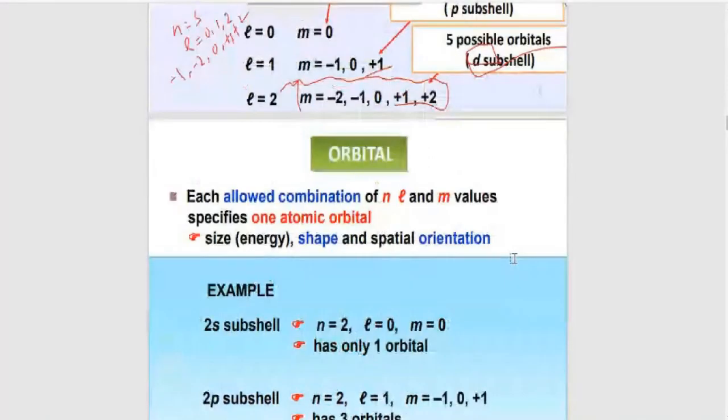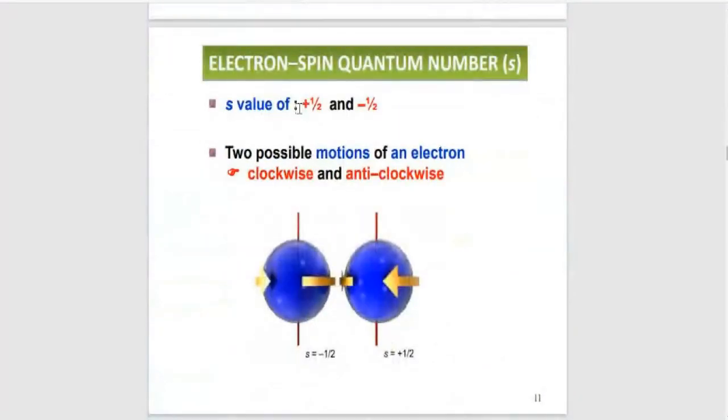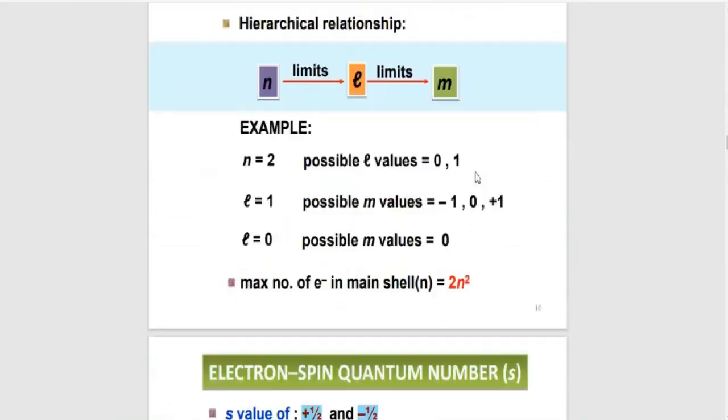Okay, last kali. Yang kita pergi tengok S. S is positive half or negative half only. Positive half refer to clockwise, negative half refer to anti-clockwise for the motion of the electron. Okay, so principal quantum number dah habis dah.